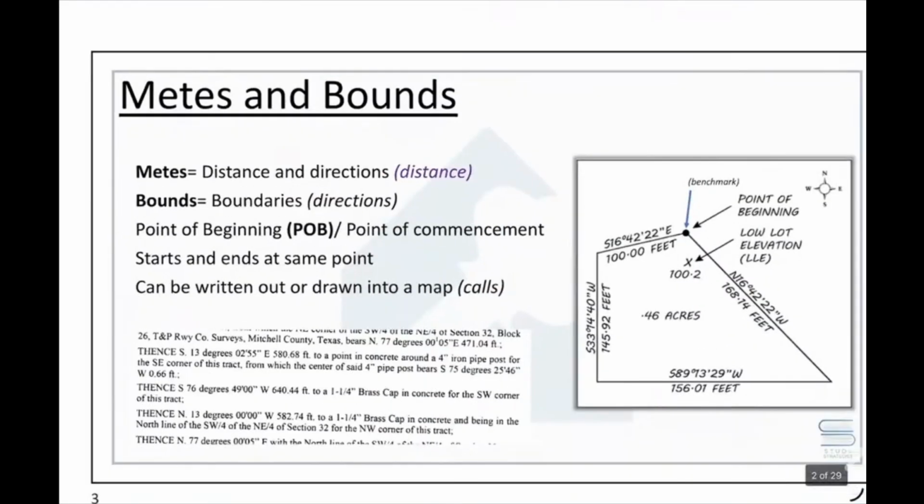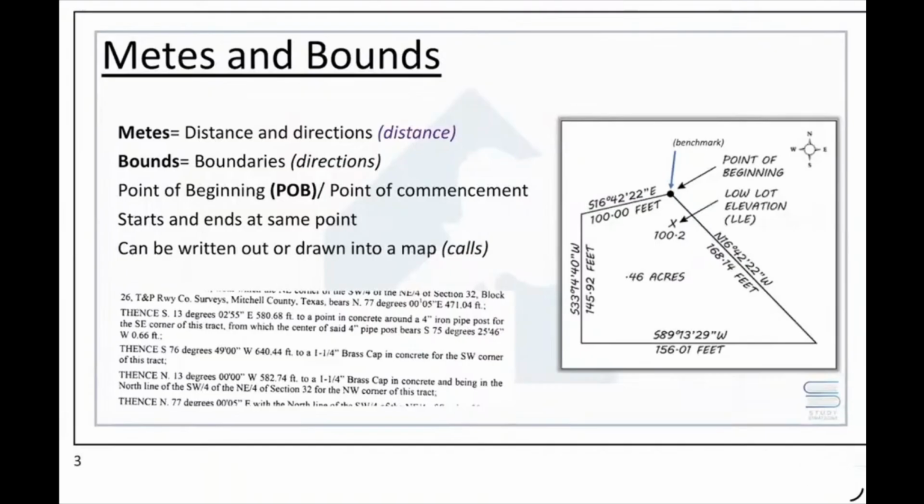So let's start with our first way to transfer title. The first and the oldest way, we would say, hey, let me go beyond, I'm giving you the house over there. The first way we did this was with meets and bounds. And you should know that meets are distance and directions, and our bounds are boundaries.